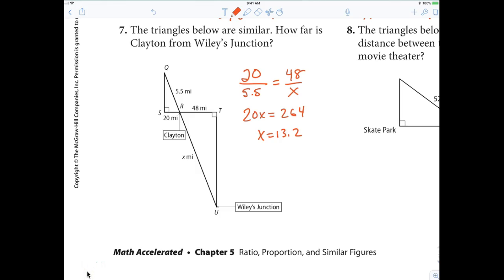equals 5.5 over x also. Does everybody agree with that? I got 13. As long as you got 13.2, you know what you're doing. If you didn't get 13.2, we got to have a little talk. William, you good with that one? Yes. All right. Don't be afraid. Speak up if you're not understanding.